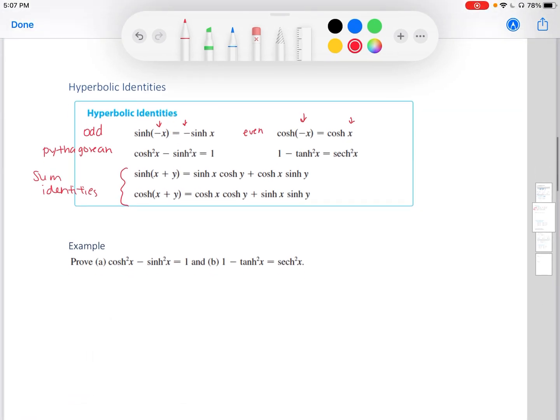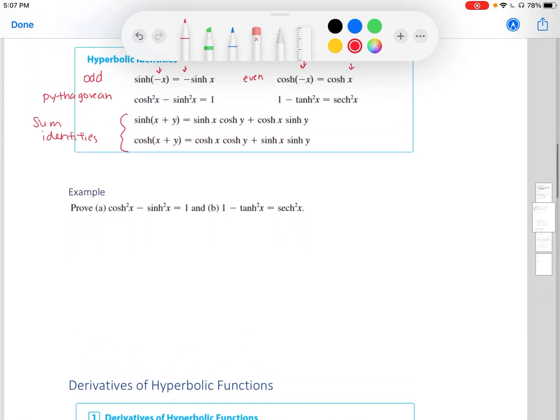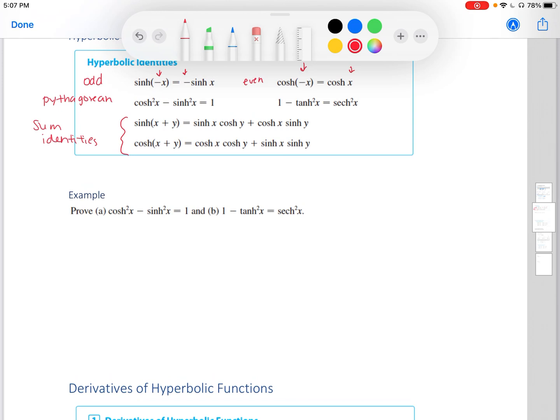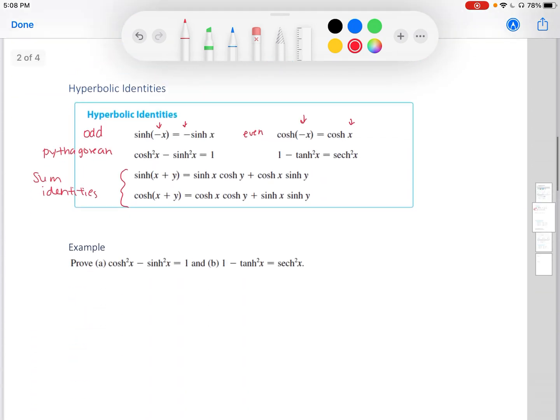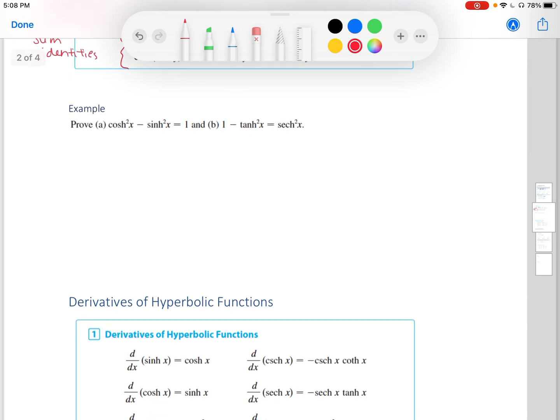All right, so let's take a look at an example. Prove that hyperbolic cosine squared minus hyperbolic sine squared of x equals 1. To prove that it's equal to 1, why don't we try using their definition? Right above, we have their definition for the function. We're going to use that to replace hyperbolic sine and hyperbolic cosine. I am sure that something will unravel once we do so.